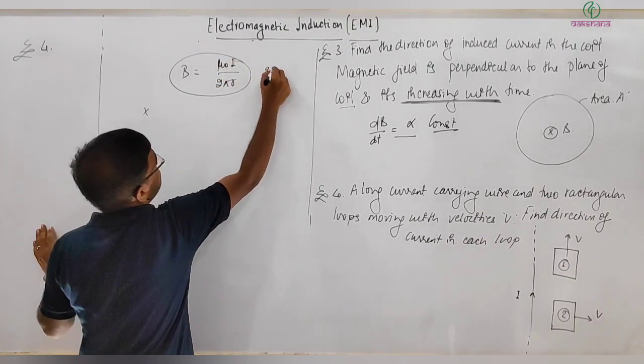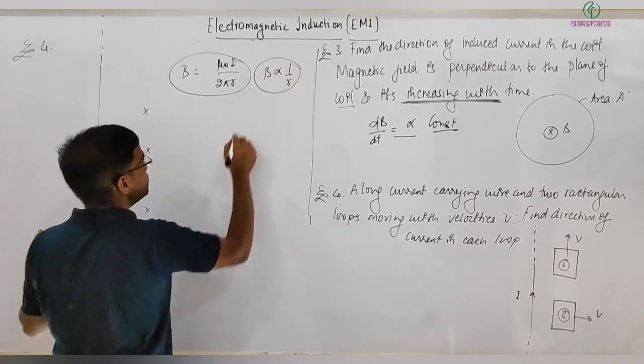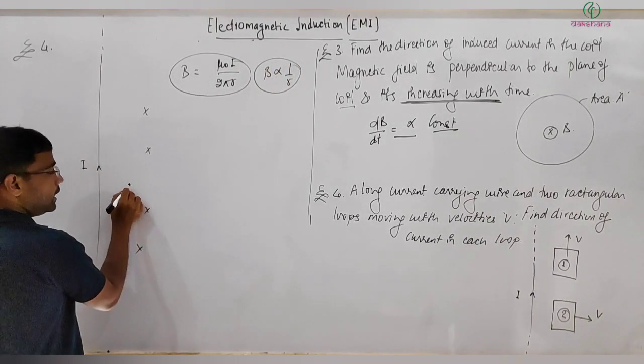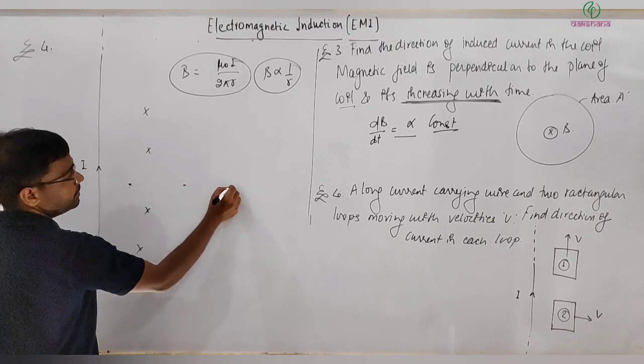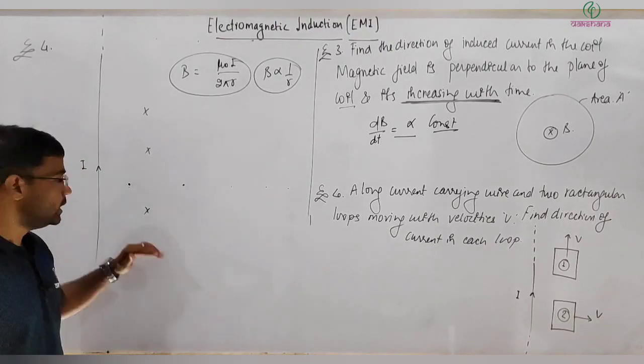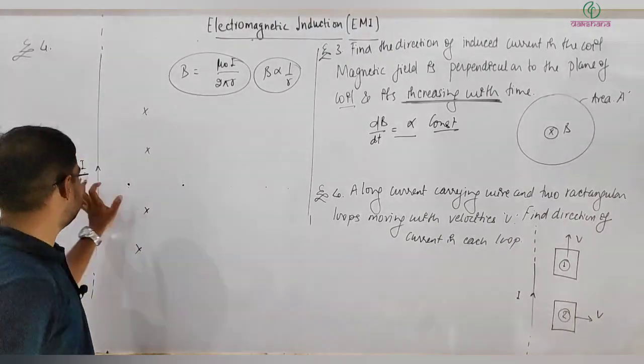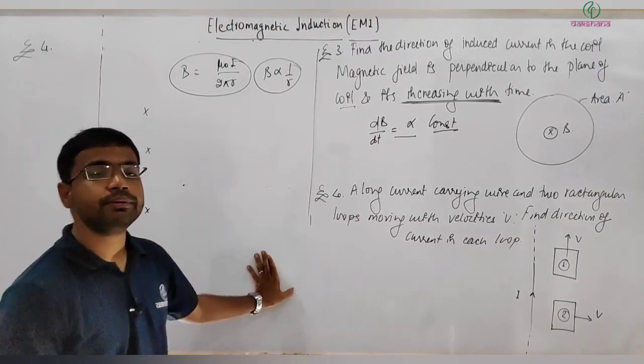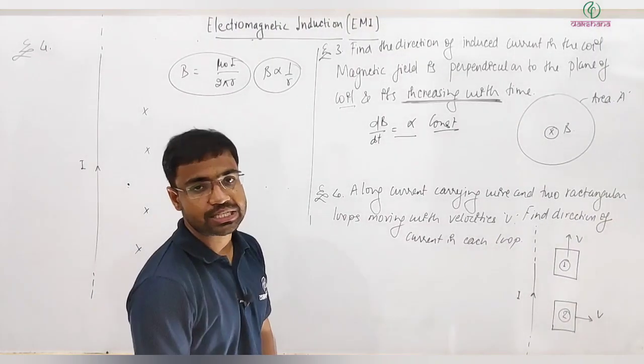So here you can say B is inversely proportional to r. So it means the field strength will be higher here compared to here, compared to here, compared to here, right? As we are moving away from the wire, our field strength will keep on decreasing.